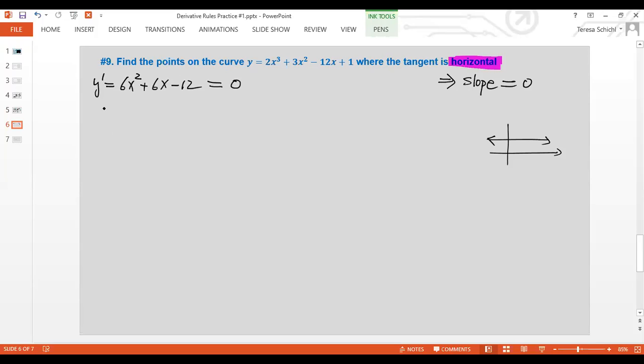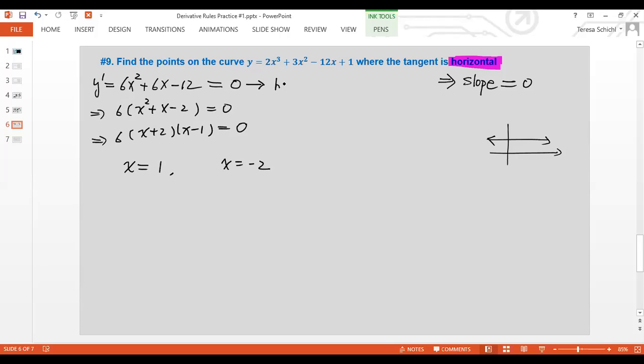So when this equals 0, I can factor the 6 out, and then I can factor the rest. So what is x here? x equals 1 and x equals negative 2. So I know when x equals 1 and x equals negative 2, the tangent line's slope will be equal to 0. So that's how I get horizontal tangents. The reason you set it equal to 0 is because the tangent is horizontal.